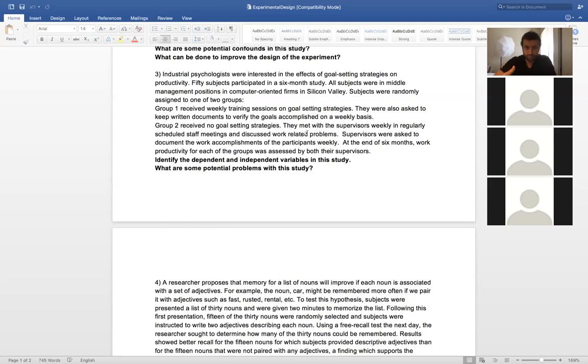So once you do a bunch of these, you become kind of fast at noticing. For example, group 1 received weekly training sessions on goal setting strategies, and group 2 received no goal setting strategies. So we know this is something that we are changing in our study or in our experiments. So we know automatically that this can be our independent variable, right? So what do you think our dependent variable is?